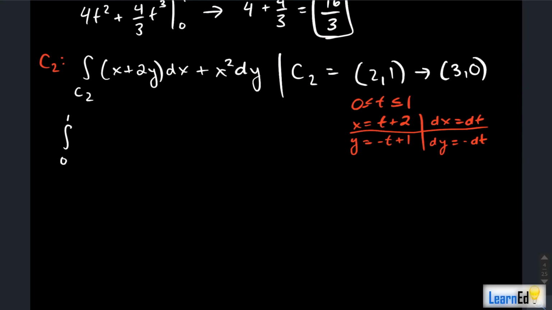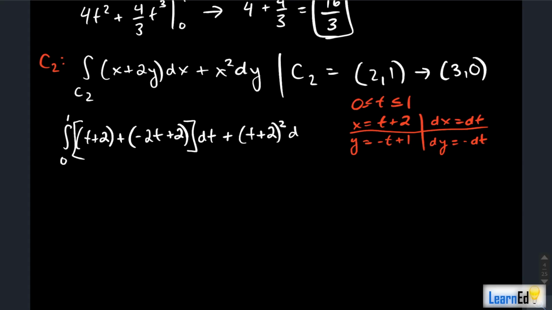So we can write this as the integral from 0 to 1 of x, remember, is t plus 2, plus 2y, which is going to be negative 2t plus 2. That is all times dx, which is dt. And then we have plus x squared, and x squared is just going to be t plus 2 squared. And then we have dy, which is negative dt. So we can essentially just write this as a minus and then have a dt.